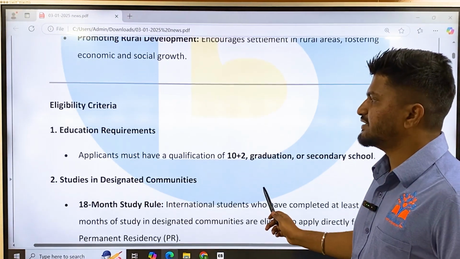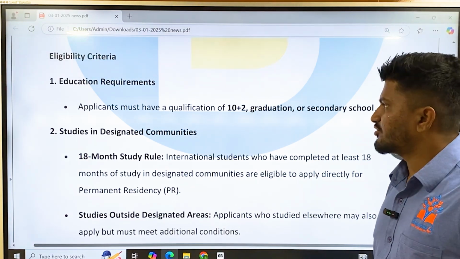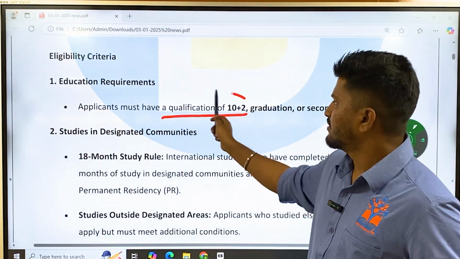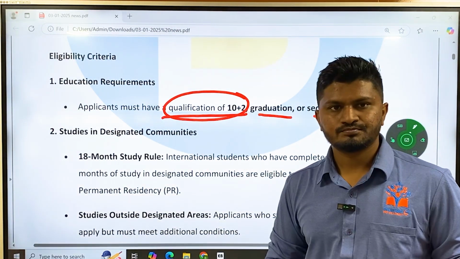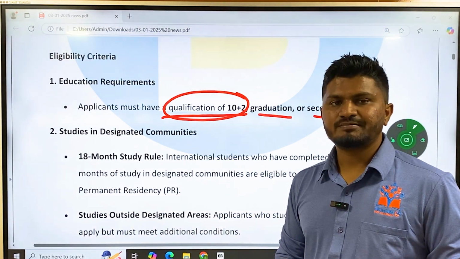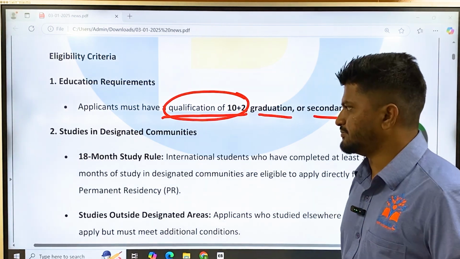So what are the eligibility criteria? There are certain education requirements, that is, applicants must have a qualification of 10+2, graduation or secondary school. So it is not like any person can go there. It has to be a person who has a certain kind of educational qualification.